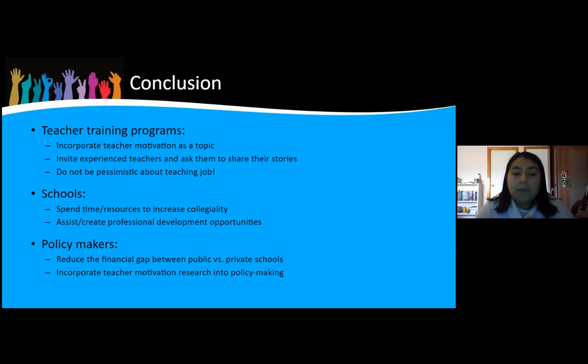And finally, this is a message for policymakers. It is extremely necessary to reduce the financial gap between public and private schools so that everyone has the same opportunities. And they should incorporate teacher motivation research into policy making so that they reflect the reality of the teachers that they are in charge of.